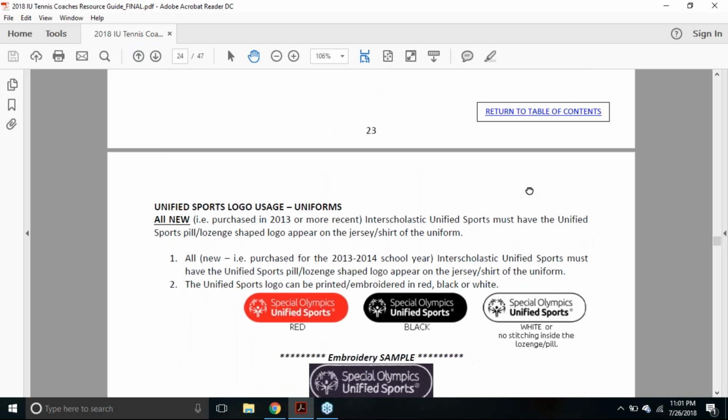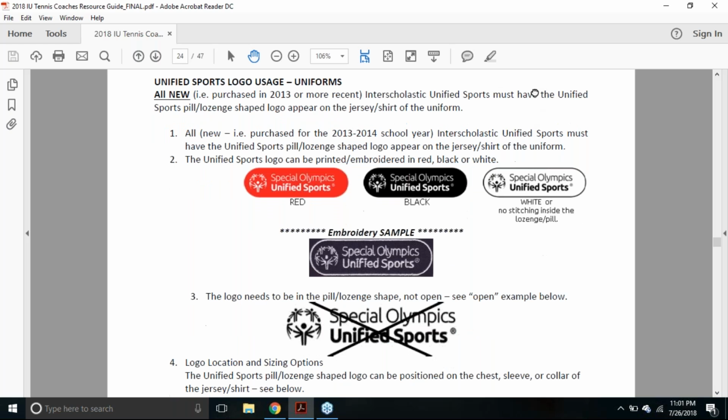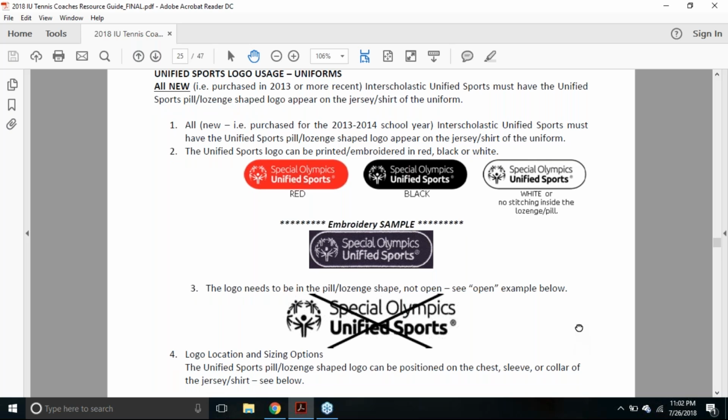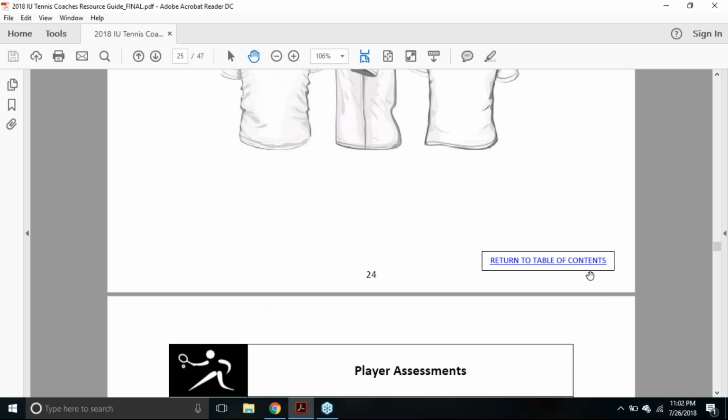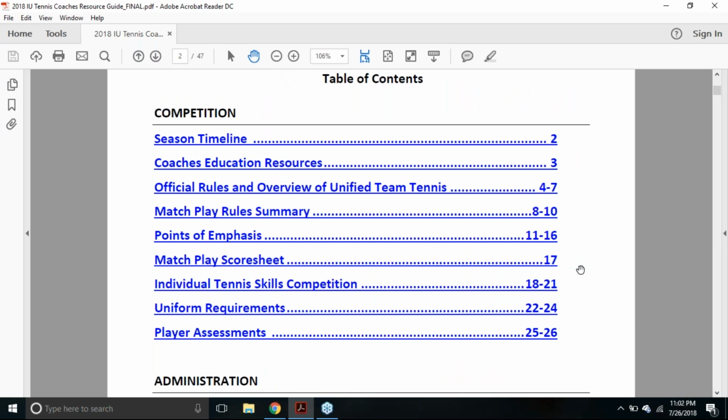Unified Sports logo usage. All new uniforms purchased in 2013 or after must have the Unified Sports pill-shaped logo appear on their jersey, shirt, or uniform. The specifications for that are on this page. So, back to our table of contents.